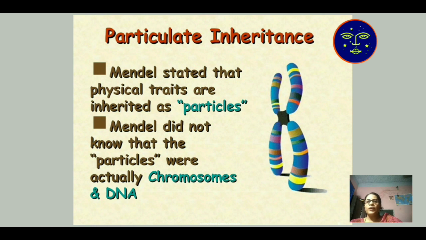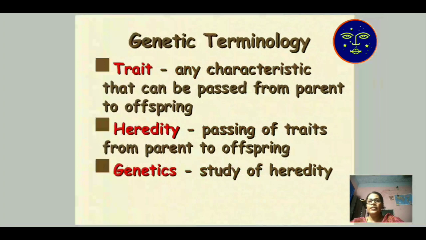In this topic, particulate inheritance, Mendel stated that physical traits are inherited as particles. Particles means what today is known as your DNA. We say that in hereditary material, the DNA is transferred from parents to offspring. But Mendel did not know that the particles are the chromosome and DNA.